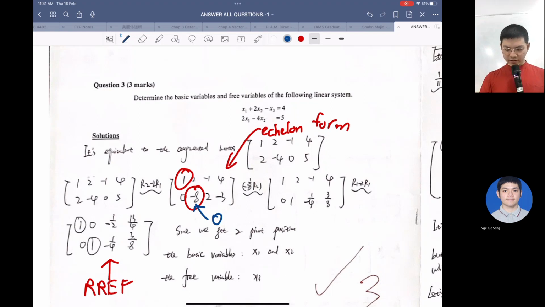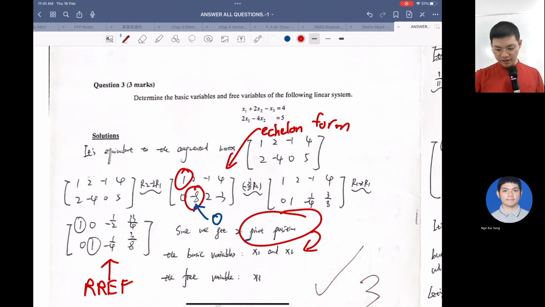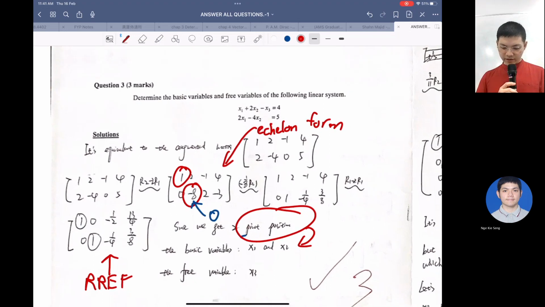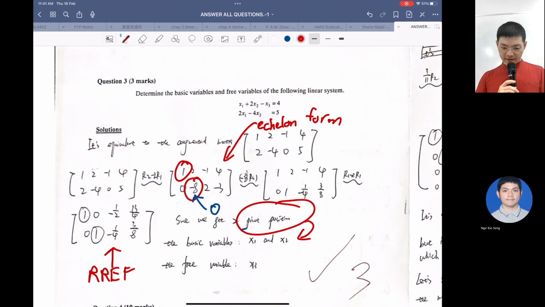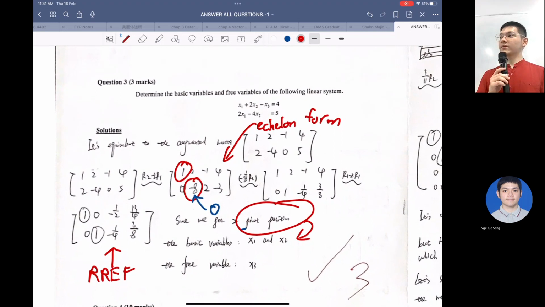So you can see that S1, S2 are basic because of the pivot positions here. If it is not a pivot position, then it is a free variable. That's all for this question. This question is only 3 marks: one for row reducing, one for basic, one for free. Any question for this? No?